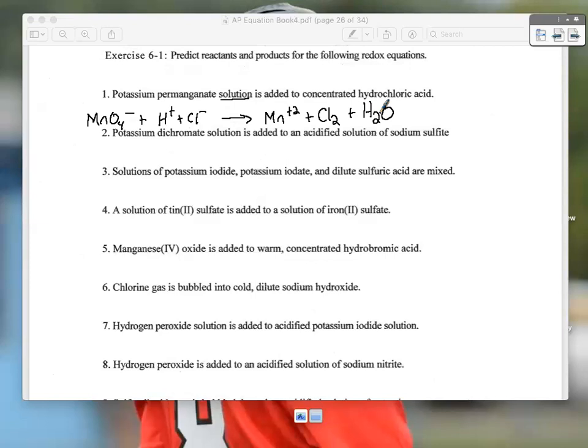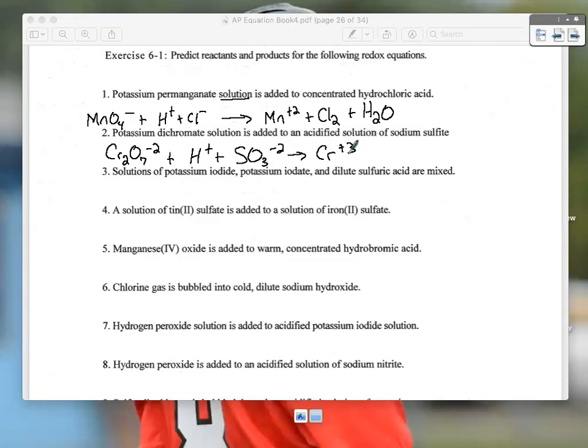Potassium dichromate solution. So what part of this is the only part I need? The dichromate, Cr2O7 minus 2, is added to and acidified. So acidified means hydrogen ions. Solution of sodium sulfite, sulfite is SO3 minus 2. And so I take that first part, the dichromate. Dichromate goes to the Cr plus 3.